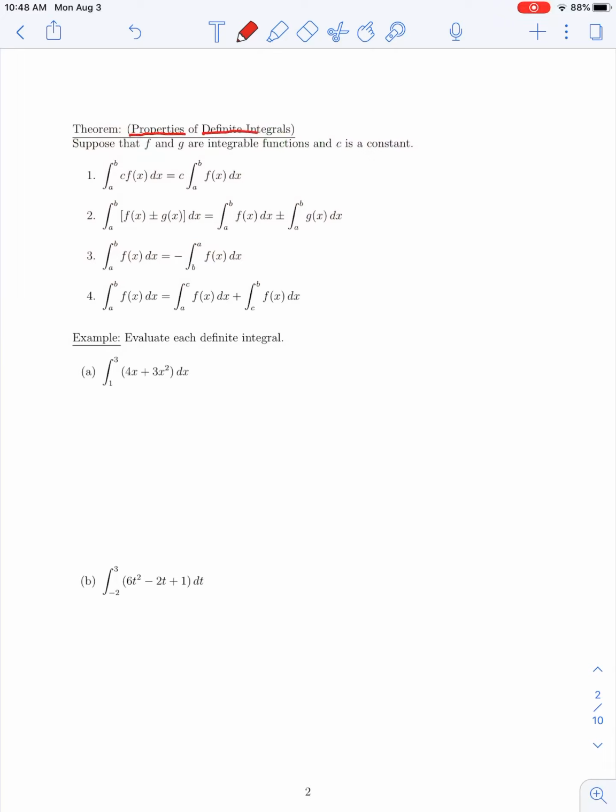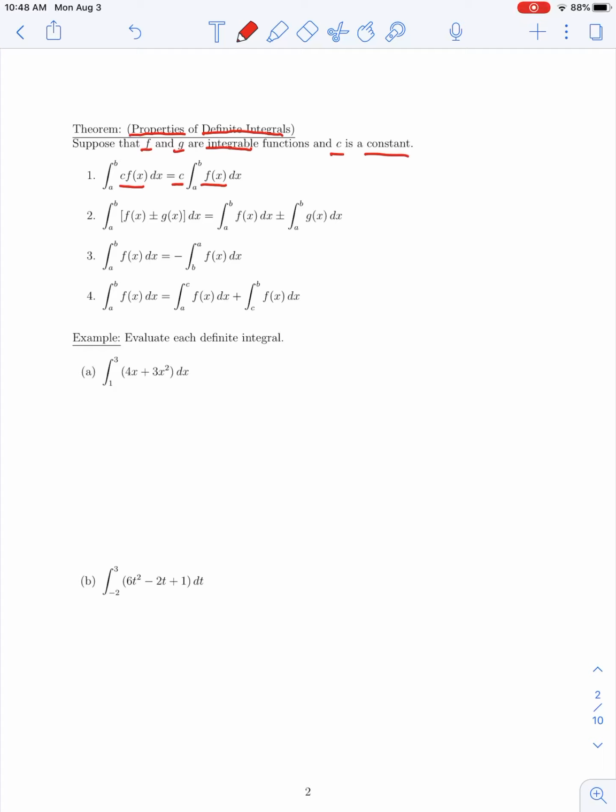So here in the statement of our theorem, let's suppose that f and g are integrable functions and c is some constant. So the first two properties follow directly from what we've seen for indefinite integrals, namely the integral of a constant times a function is equal to the constant times the integral of the function. So in other words, I can pull a constant out in front of an integral.